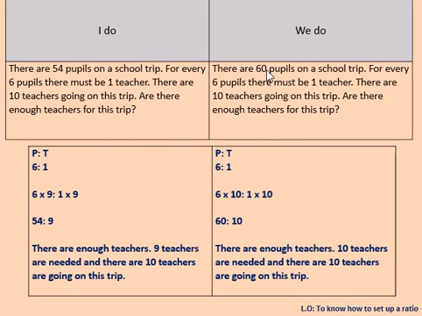For every 6 pupils, there's 1 teacher. There are 60 pupils going, so let's times 6 by 10 for 60 pupils. And then we also need to times the amount of teachers by 10. 10 teachers. So it needs to be 60 to 10. We have 60 pupils, we have 10 teachers. Yes, there are enough teachers. Well done if you got that right.